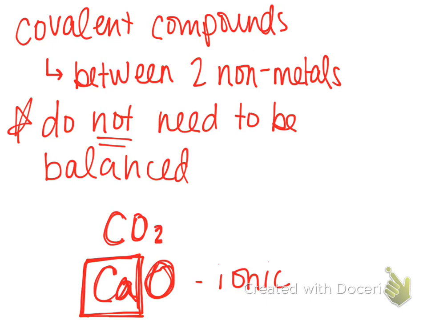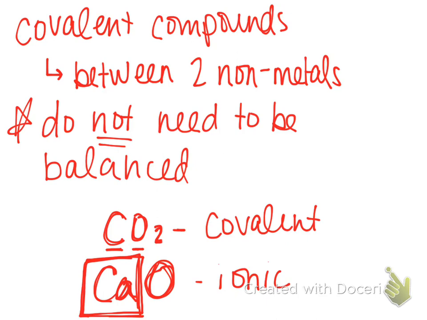So if it contains a metal, it has to be an ionic compound, right? I balanced the formula for you, CaO. It's a positive 2 and a negative 2. But because it contains a metal, this is an ionic compound. Carbon and oxygen are both found on what side of the periodic table? The right. They're both nonmetals. They both have negative charges. So this would be an example of a covalent compound.